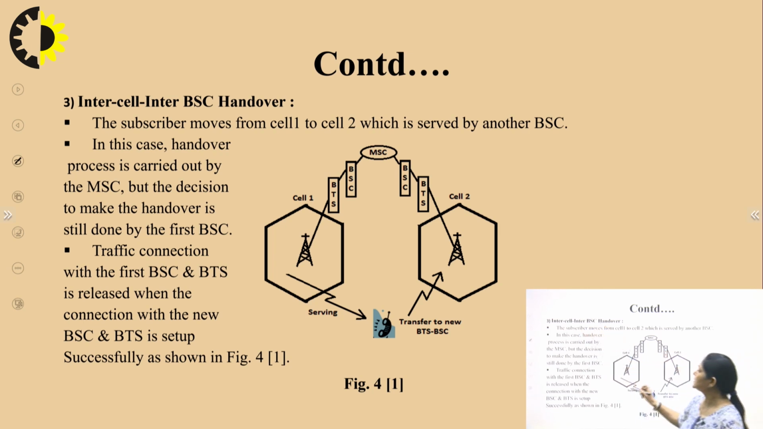Inter-cell, inter-BSC handover. Inter-cell is there, two cells are involved and two BSCs are involved. The subscriber moves from cell 1 to cell 2, which is served by another BSC. If this cell is served by one BSC and this cell is served by another BSC, then the handover that will occur will be called inter-cell, inter-BSC. The connection with the first BSC and BTS is released when the connection with the new BSC is made, and obviously when the user is moving from this cell to another cell, all the earlier connections will be dropped and the new connection will be set up.